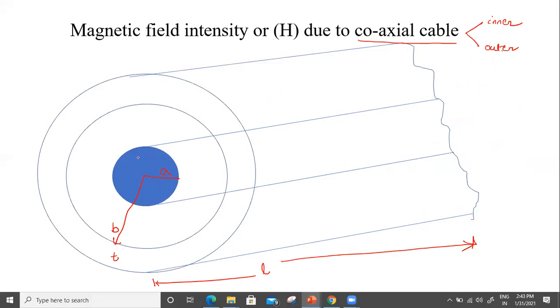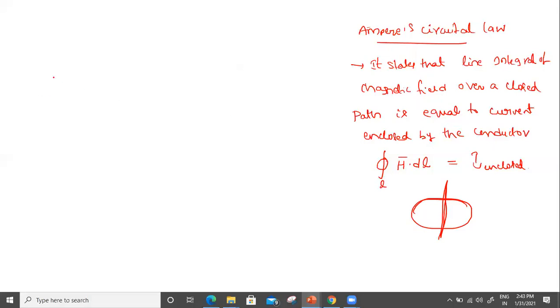If the closed path is inside the inner conductor, that means the closed path radius is R. If R is less than A, this is case 1. That means the closed path is placed inside the inner conductor.